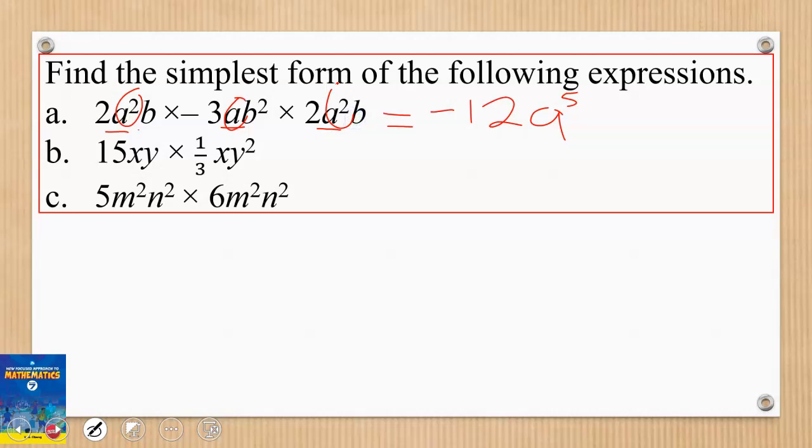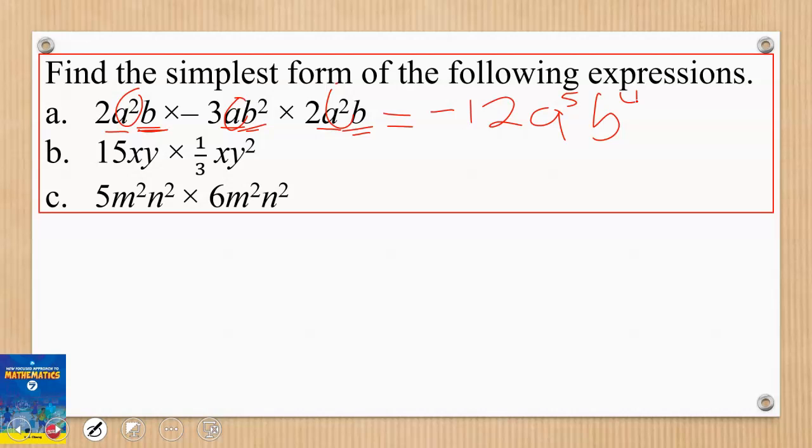Then b also starts with exponent 1 and exponent 2 gives us exponent 3. Then another exponent 1 gives us b exponent 4. So that becomes the result: negative 12a power 5, b power 4.